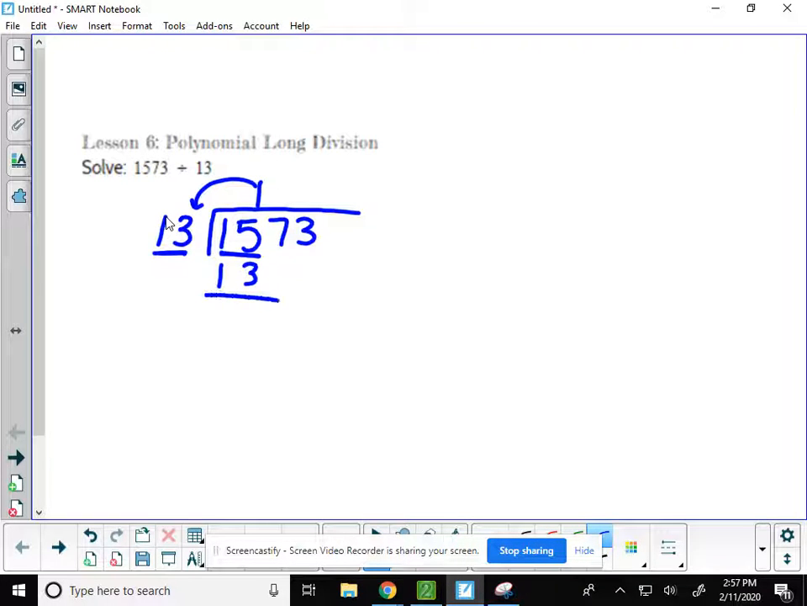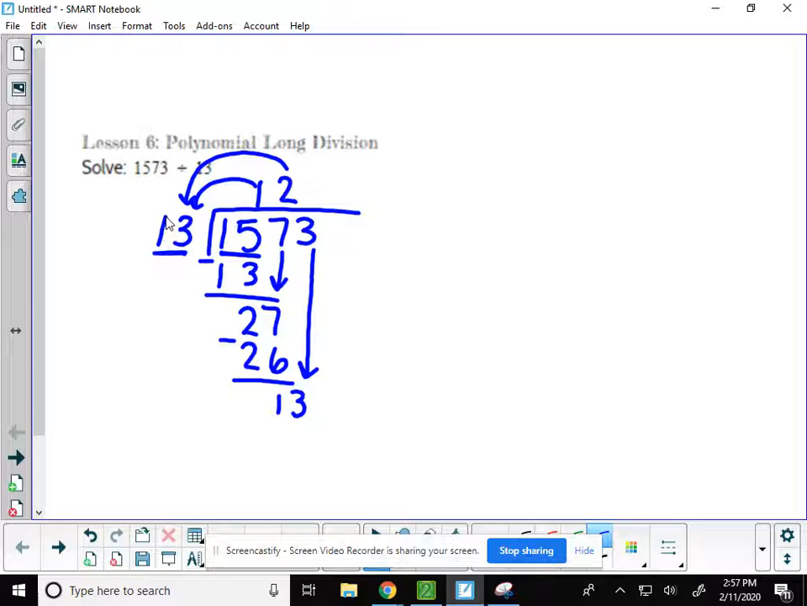That gives you 13. You subtract, which gives you 2. Drop down to 7. How many times does 13 go into 27? Twice. So then I take that and multiply it to get 26. Now I subtract to get 1. Drop down the 3. How many times does 13 go into 13? One time. Then I multiply again. I subtract, and I get 0.